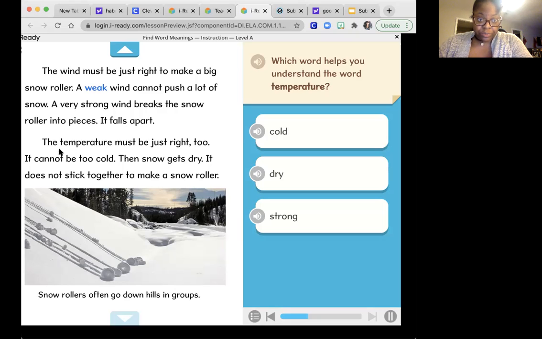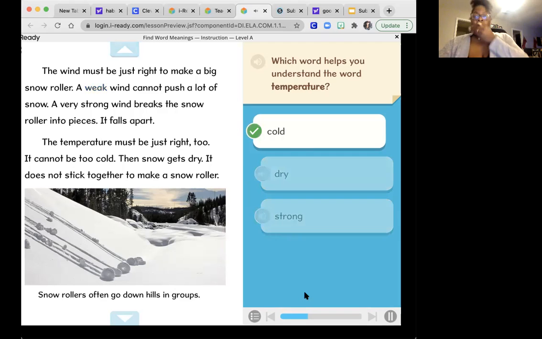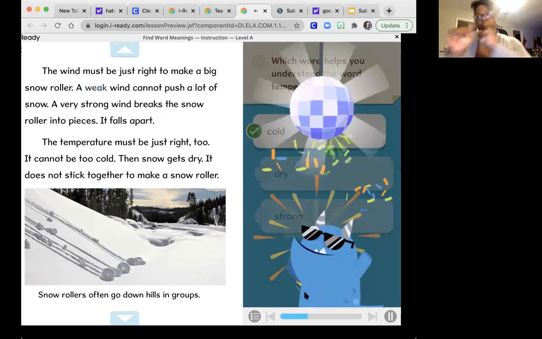So, we have the word temperature. The temperature must be just right, too. It cannot be too cold, then it gets dry and does not stick together to make a snow roller. So look over here. It says cold, dry, and strong. Well, we know that cold is mostly related to the temperature because it talks about it cannot be too cold right after the word temperature. That's right.